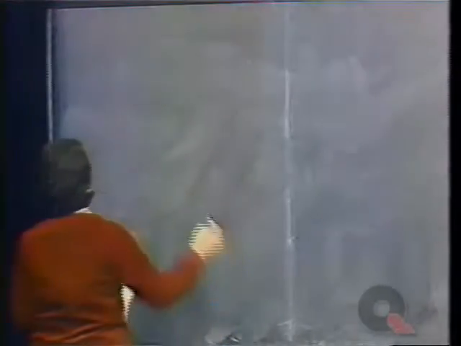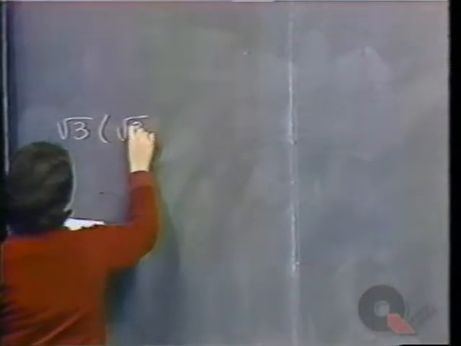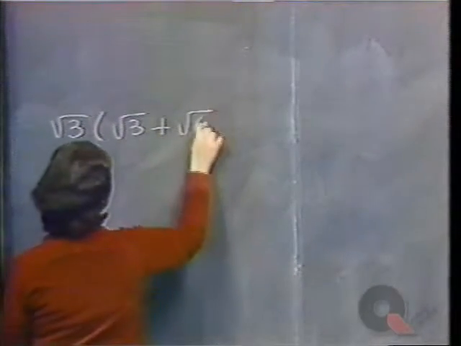and division of radical expressions. Let's start with a simple problem. The square root of 3 times the square root of 3 plus the square root of 6.